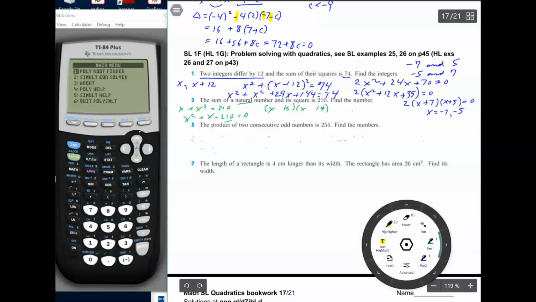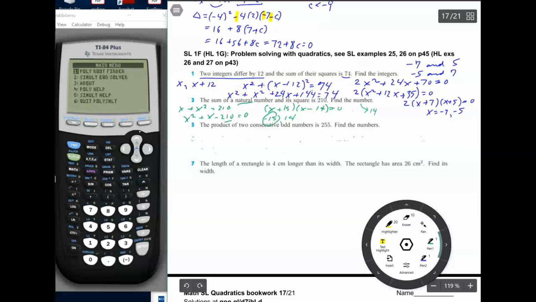Okay, so it's x plus 15 and x minus 14 equals 0, right? And so x is negative 15 or x is 14. And I know that negative 15 is not an answer because it's not a natural number. So the only solution is 14.